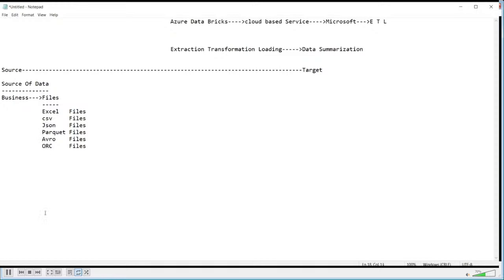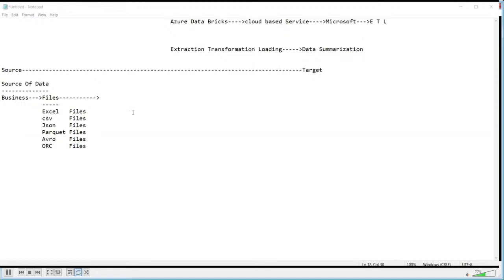Anyways, you don't worry about the files. Once we get into the subject, I will explain each and every file. You don't worry now. So this is nothing but the data we get. From where? From these files, we get the data.